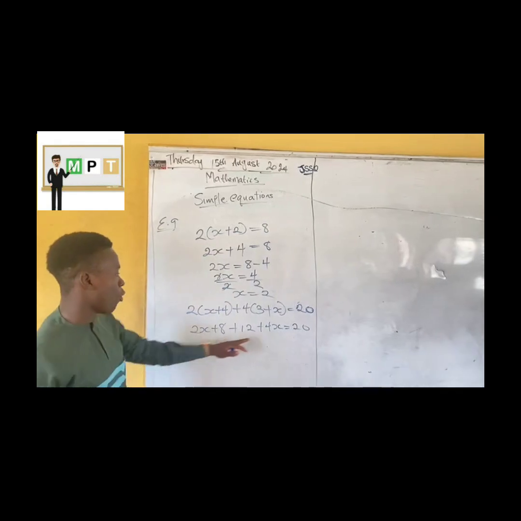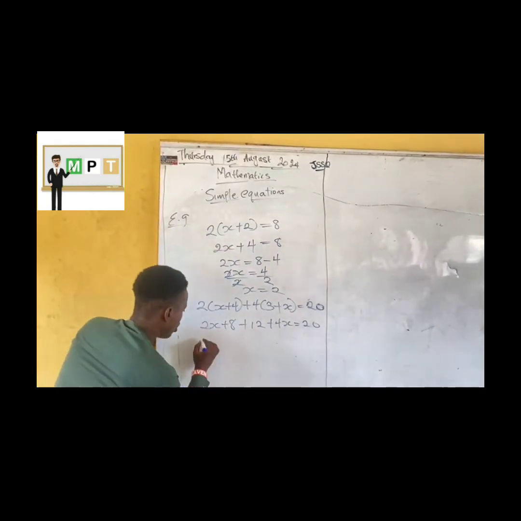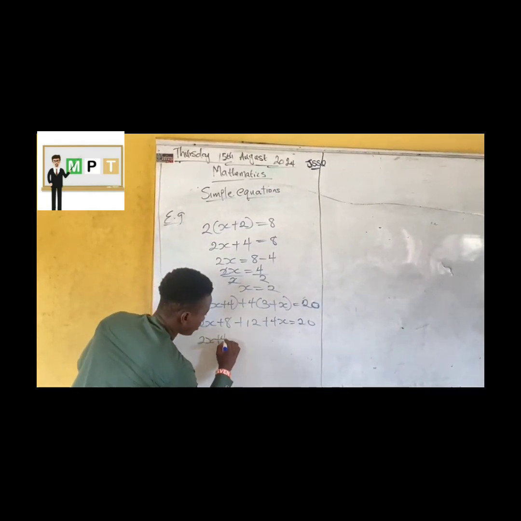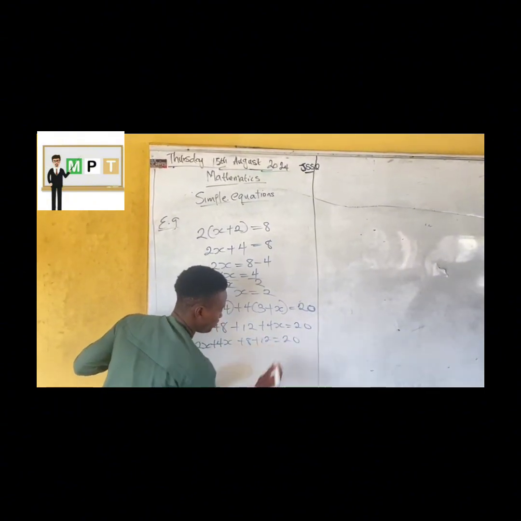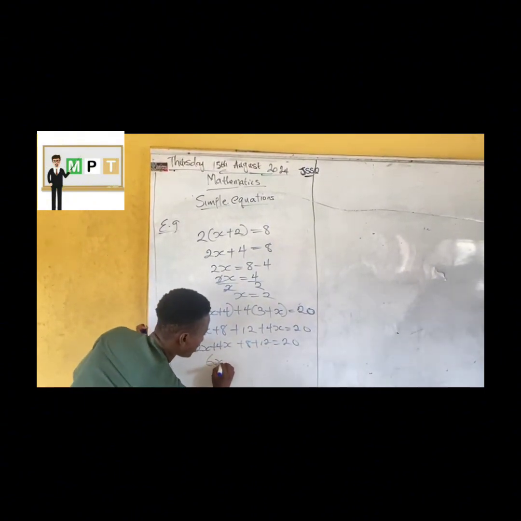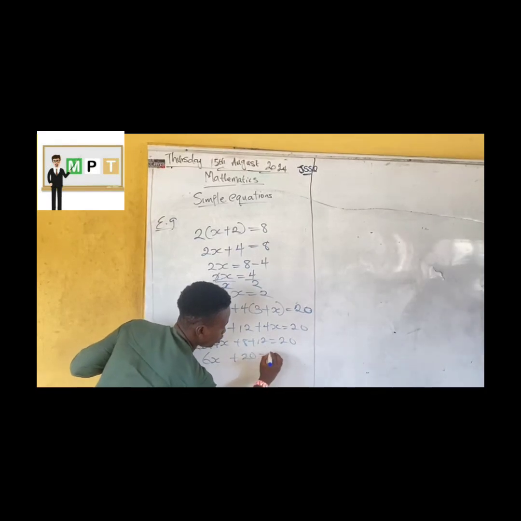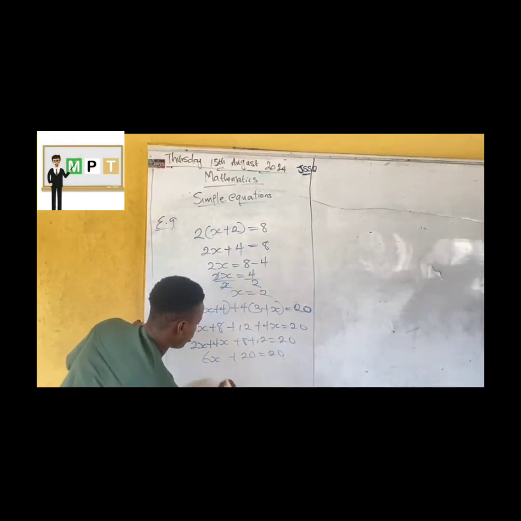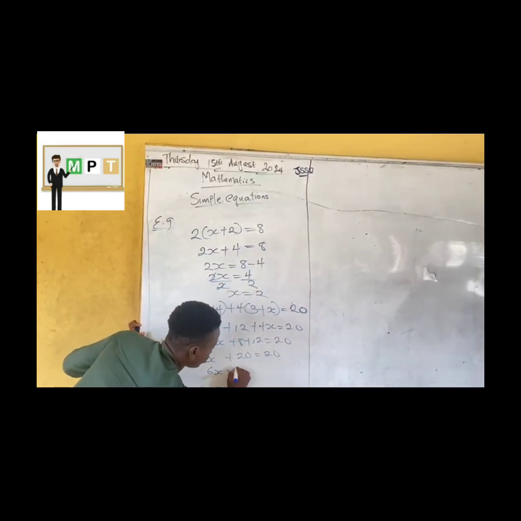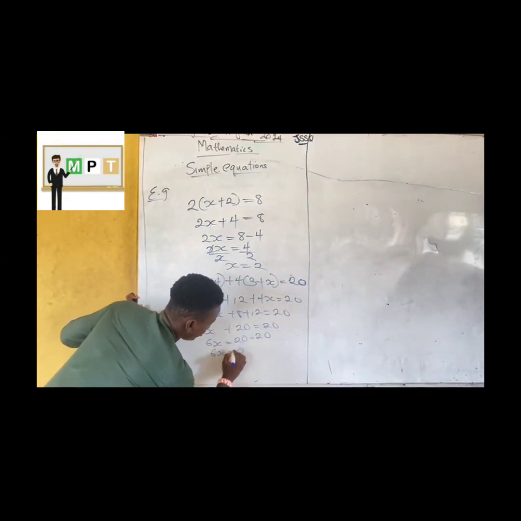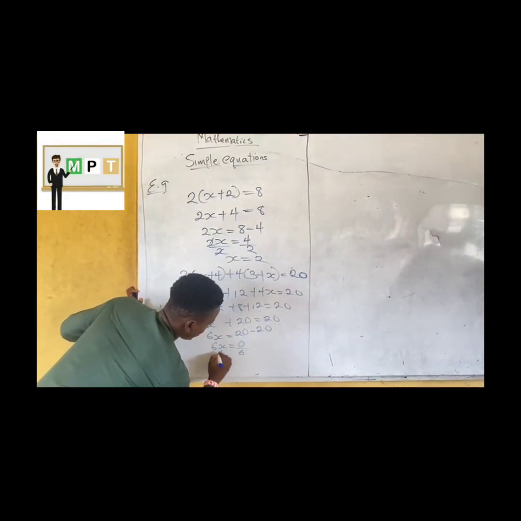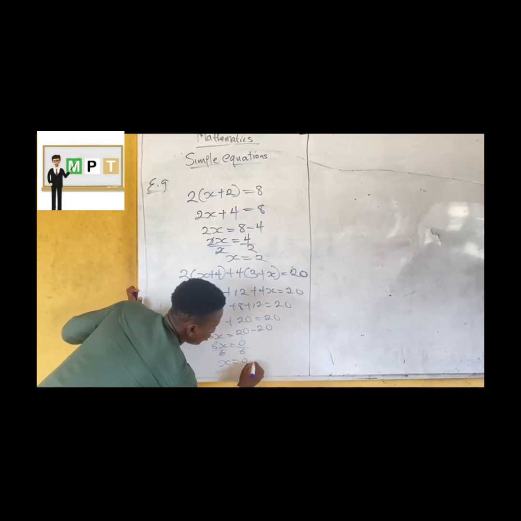In this case, you have to add the like terms. 2x plus 4x plus 8 plus 12 is equal to 20. So 6x plus 20 is equal to 20. This goes to the other side to be 6x is equal to 20 minus 20, and 6x is equal to 0. Divide both sides by 6, x is equal to 0.